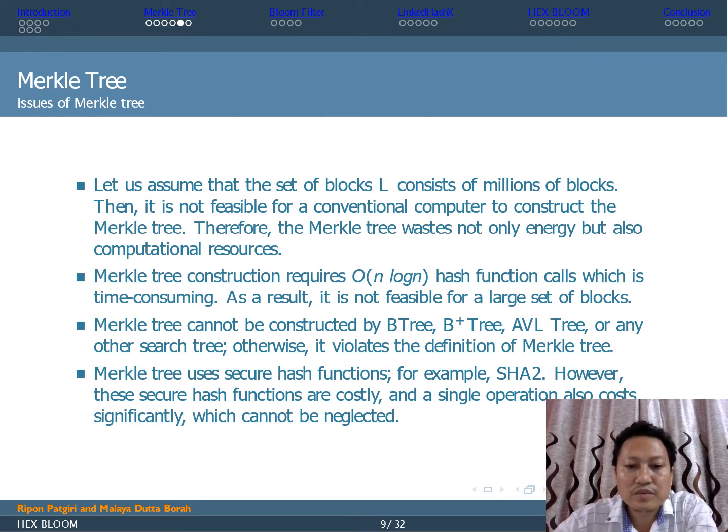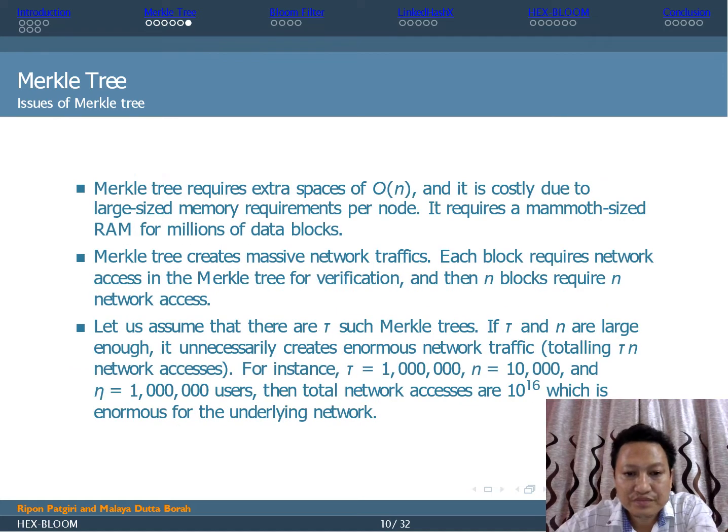A Merkle tree cannot be constructed by a B-tree, B+ tree, AVL tree or any other search tree. Otherwise, it will violate the definition of Merkle tree. The Merkle tree requires extra space of O(n) and it is costly due to the large memory requirement per node. Merkle tree creates massive network traffic. Each block requires network access in Merkle tree verification and authenticity.